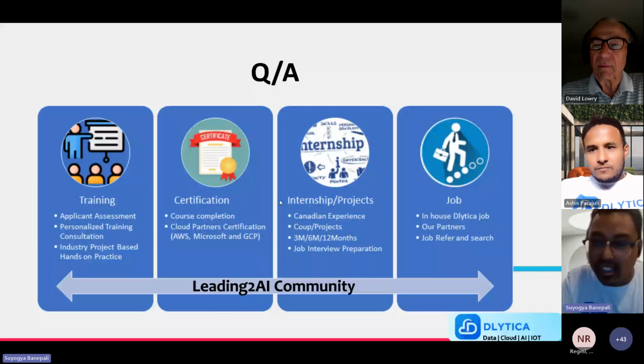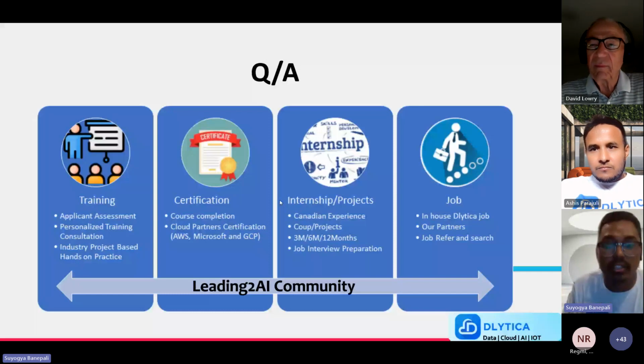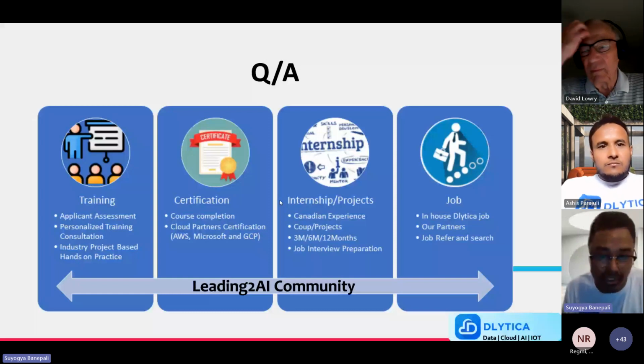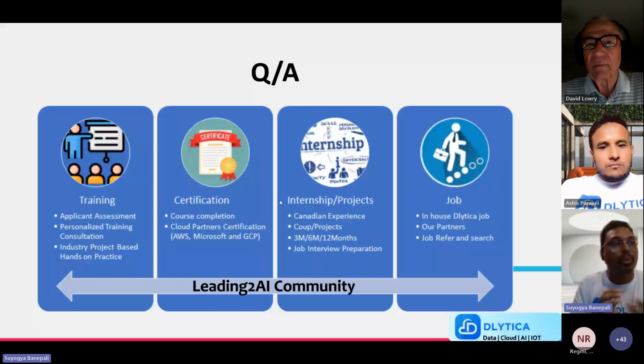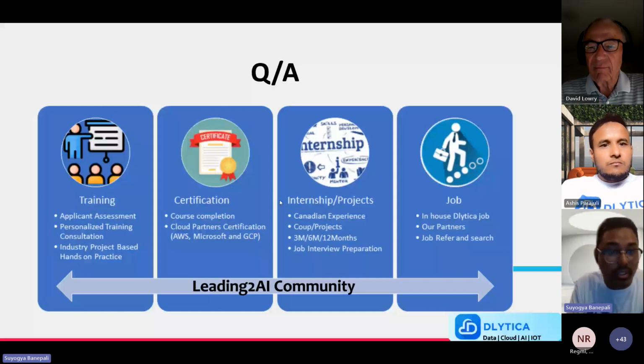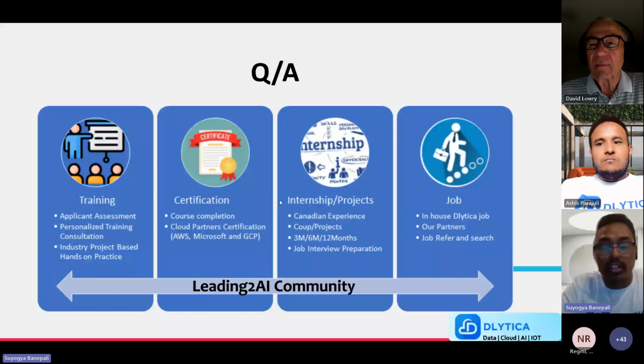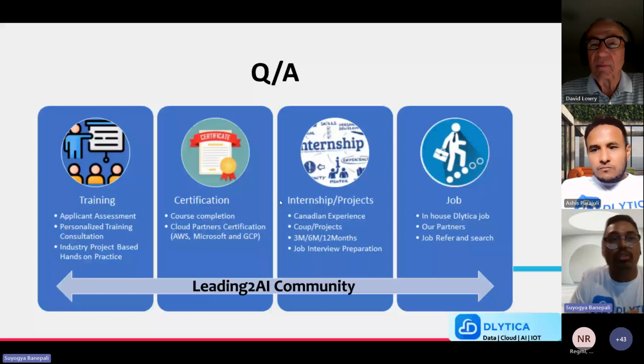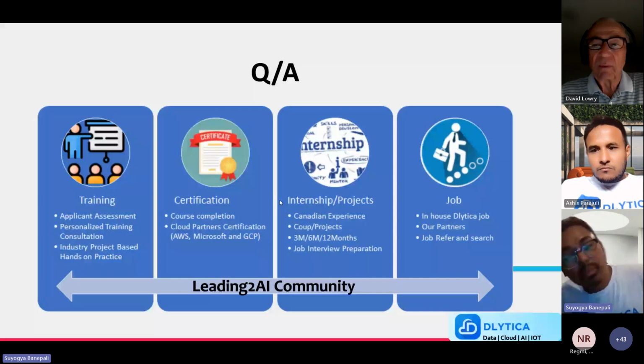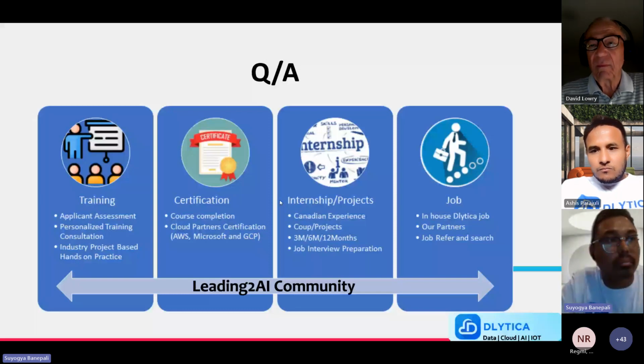So Canadian experience is a big thing, guys, big thing. This program is actually targeted for those internships or projects with the Canadian registered company, that is Dlytica. If you can work with us for even 3 months or 6 months, get the basics done and get the Canadian experience, then I think we can almost guarantee that you can go to any recruiter and say, this is what I've done, this is my background, this is what I've done in Canada. That way you'll learn the Canadian experience as well as the side from your background.